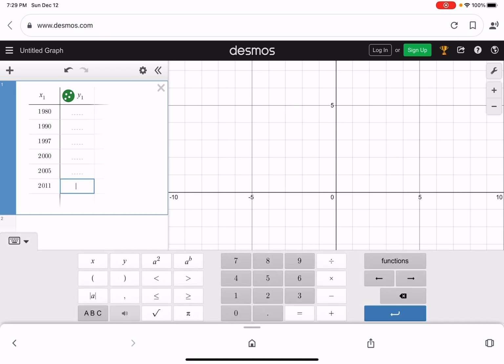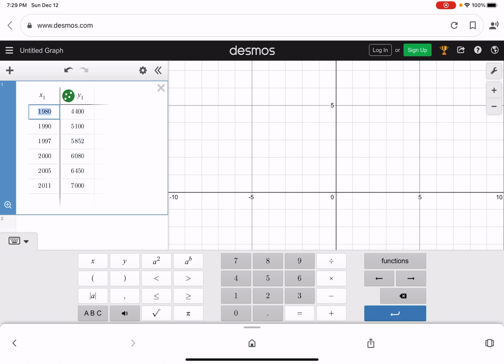And then I want to come over to the y1 column and type in the y values. So the x values are years, and the y values is the number of people in the population. So this is 4,400, 5,100, 58, 52, 60, 80, 64, 50, and 7,000.